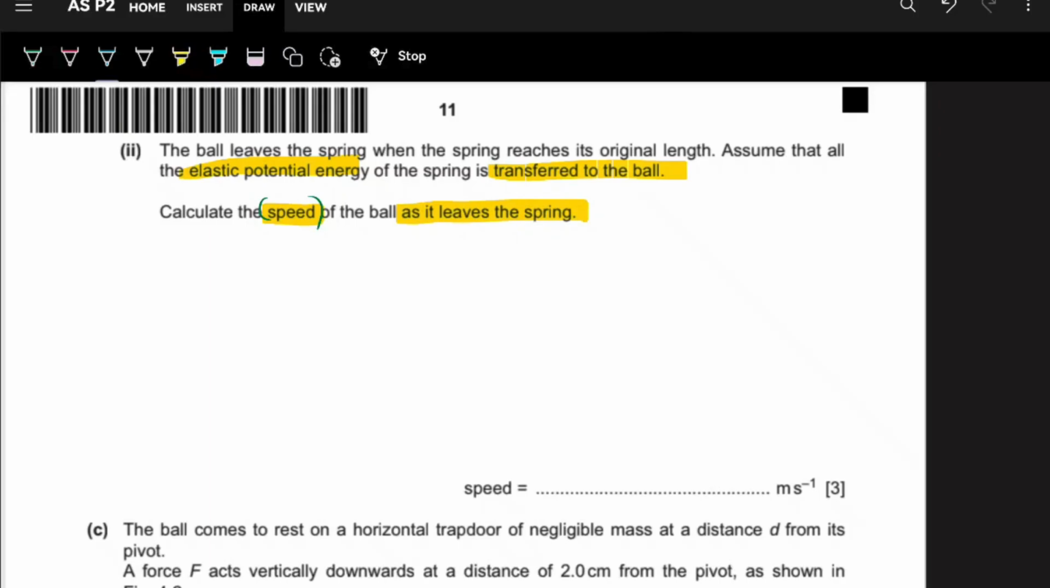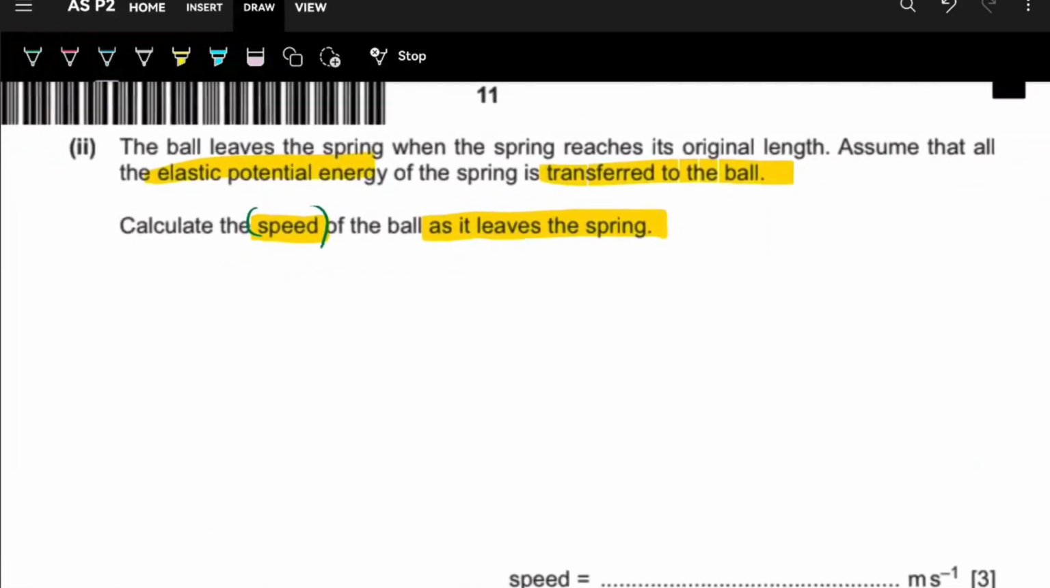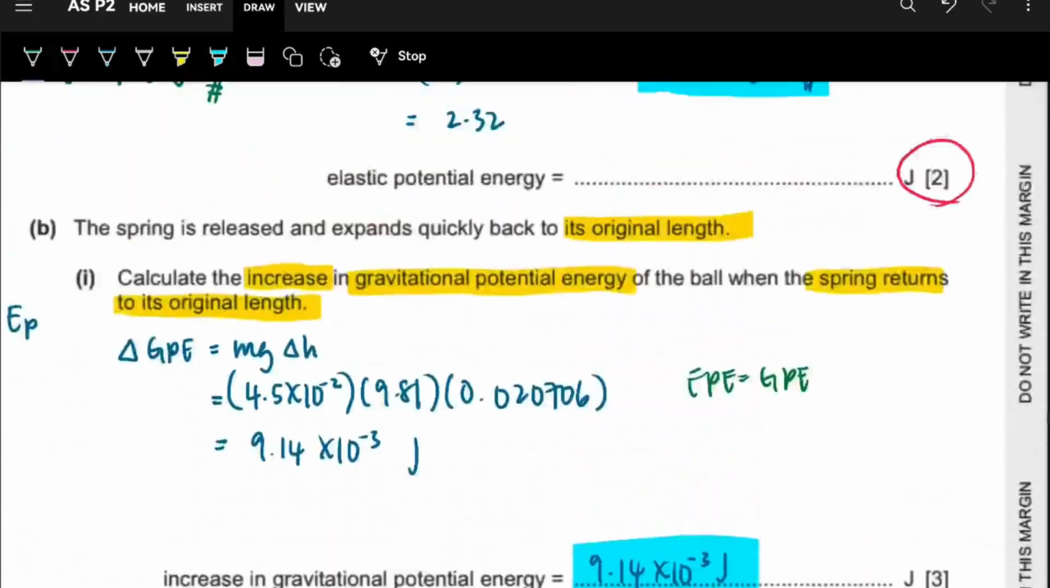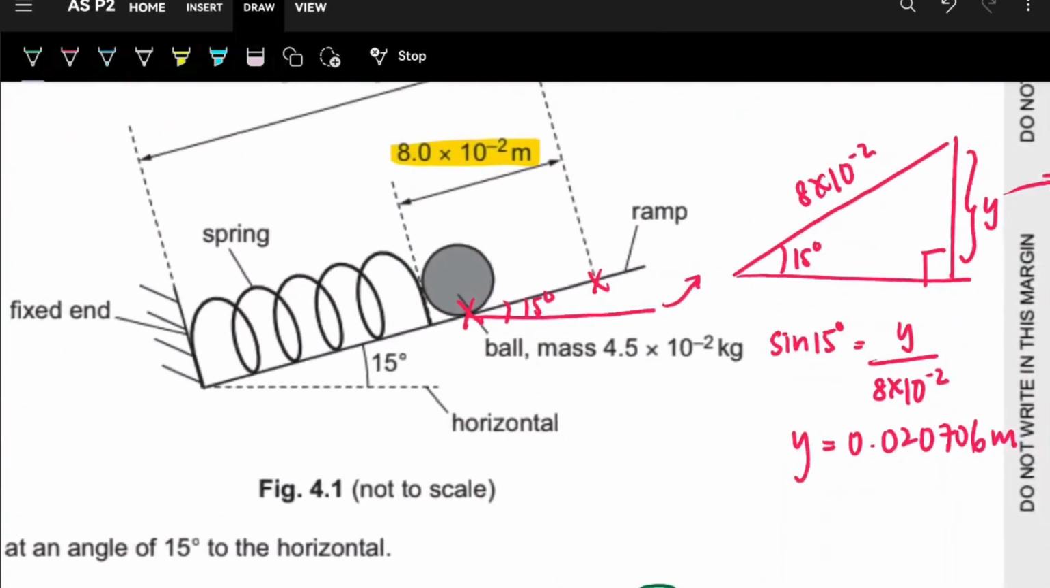The ball leaves the spring when the spring reaches its original length. Assume that all the elastic potential energy of the spring is transferred to the ball. Calculate the speed of the ball as it leaves the spring. To do this, we actually need to form an equation. But before forming an equation, let's look back at the diagram.